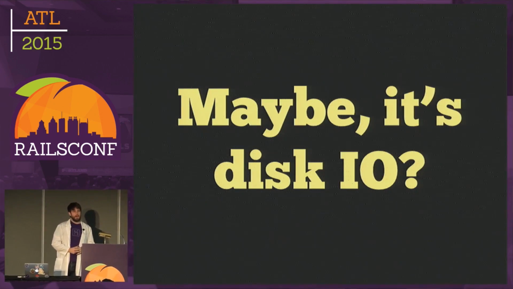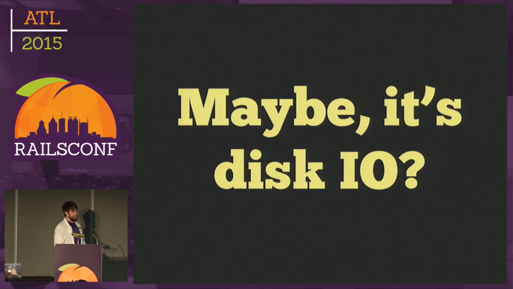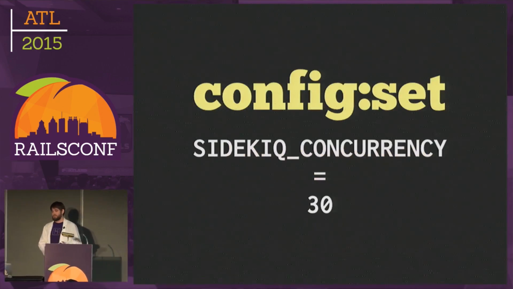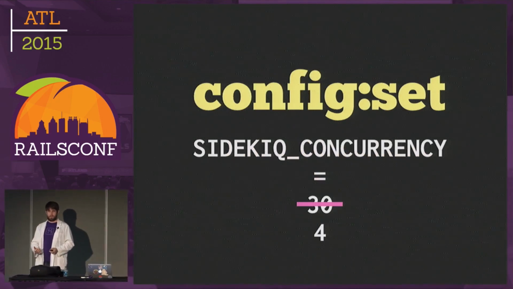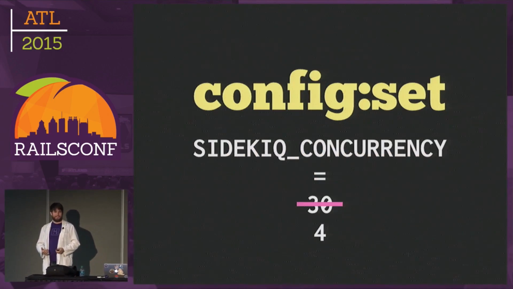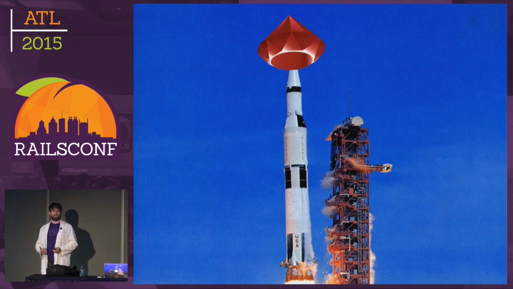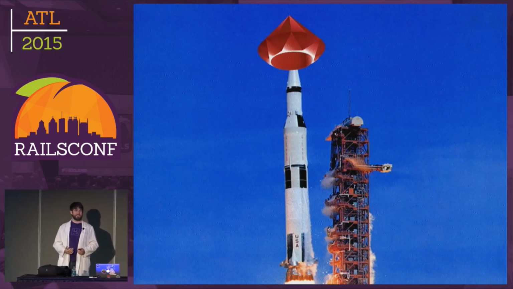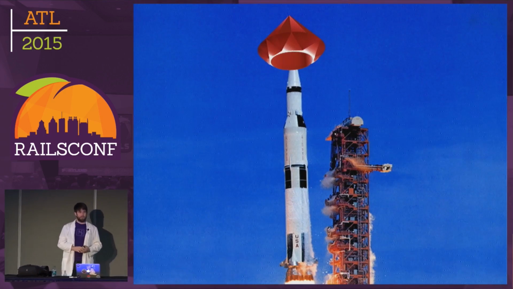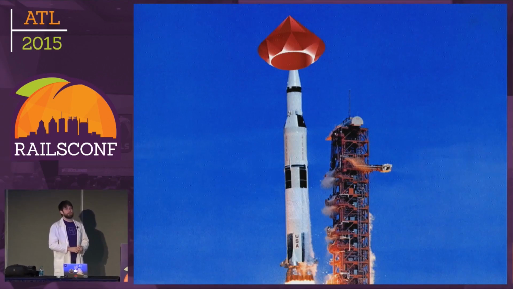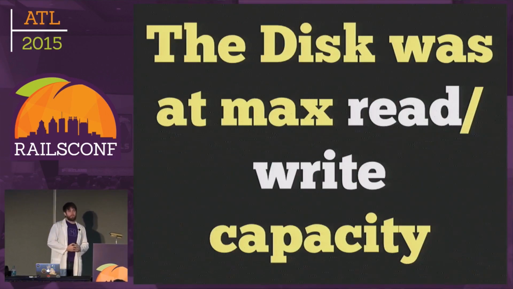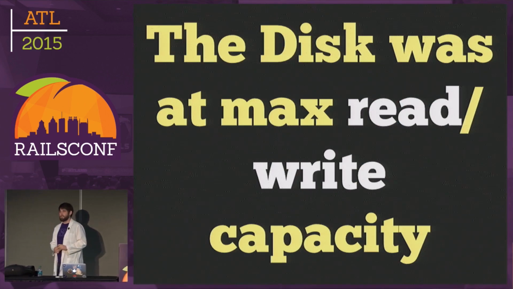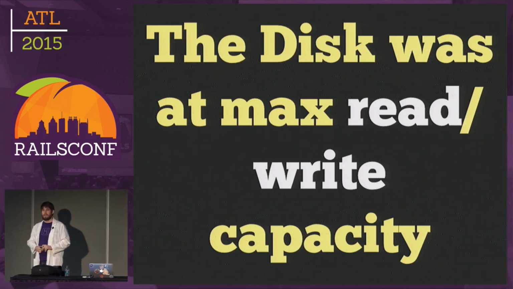In this case, it was pretty simple to test that out. I had a Sidekiq concurrency of 30, and I changed that to 4. And then everything was screaming fast, like really fast. Previously we were not able to keep up with the queue, and then all of a sudden we had spare cycles. What actually happened was our hard drive, the disk, was at max read-write capacity.